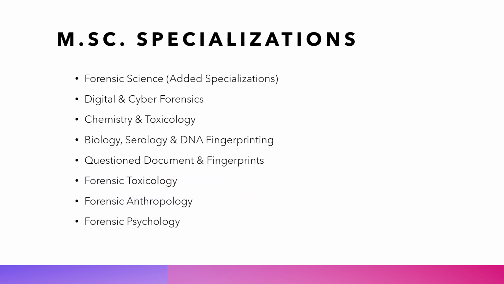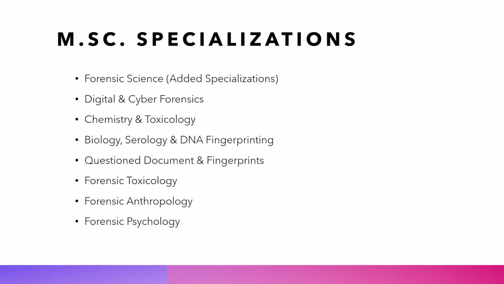M.Sc specializations in forensic science. Basically, many of the colleges are providing M.Sc forensic science only, without any specializations. And in some colleges, specializations are added. From the second semester, you can find the specialization, or from the third semester, you can find the specialization.